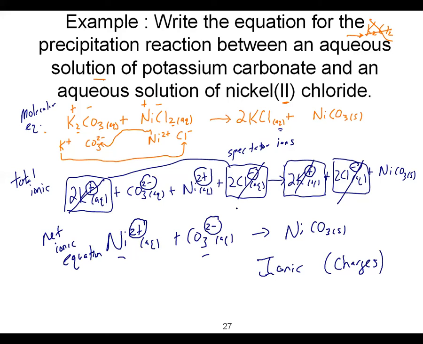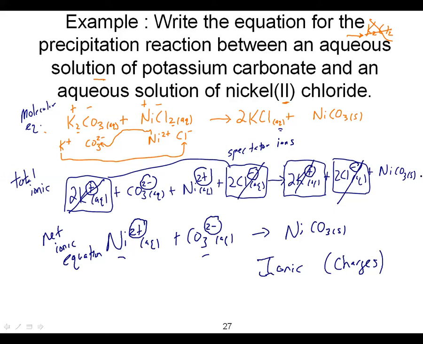It's very common for people to forget to write the charges when they do a total ionic equation or a net ionic equation. So anything that you write that's an ion by itself should have the charge associated with it. Any questions on that example there?